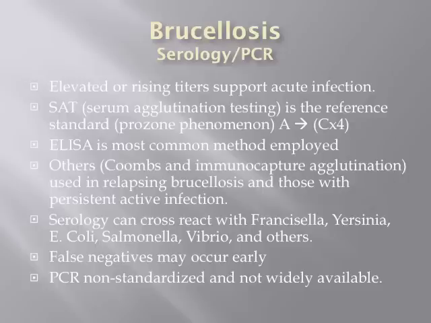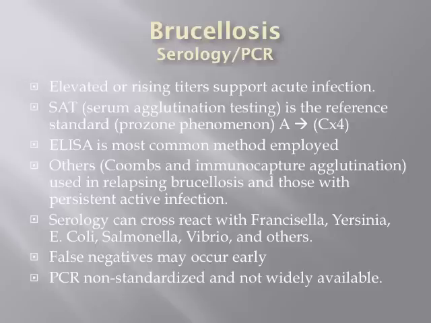Now remember, with Brucella, as is the case with other infectious diseases that have detectable antibody titers, acute and convalescent serology is much more sensitive than just single serology methods. And so the serology diagnostic method of choice is called the SAT, or the serum agglutination testing, and you want to see a fourfold rise in titers from acute to convalescent sera. And sometimes the prozone phenomenon can affect Brucella titers, so you have to be aware of that.